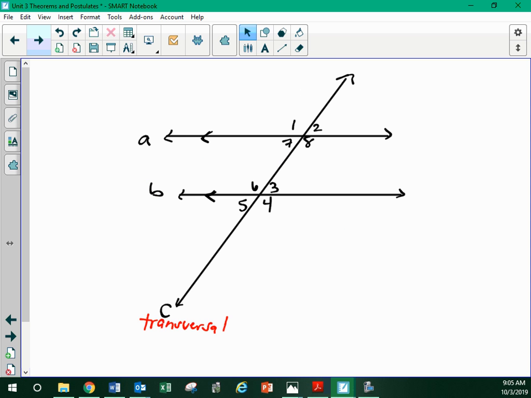What do you guys think? First of all, let's go ahead and state a pair of corresponding angles. Who would like to offer a pair of corresponding angles? Rachel. 1 and 6. Beautiful. So I have corresponding angles 1 and 6. What do you guys think these two angles are? Congruent. Good. Do we all agree it looks like it's congruent?